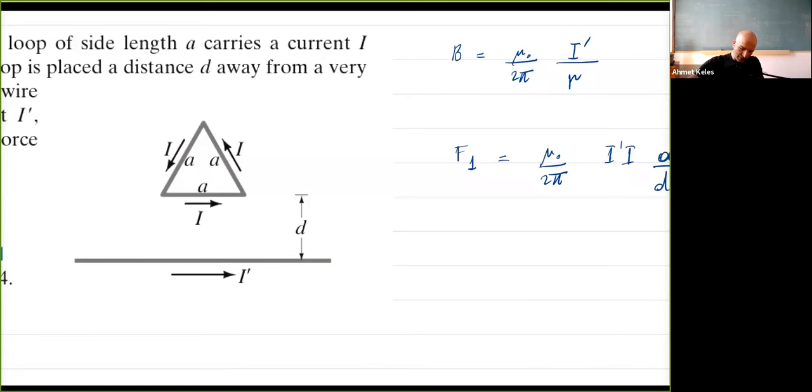And for that, I will do something like that. Let's set up a coordinate system. Let this be X, Y, and Z. And I want to choose this little segment where B is almost constant, and I want to look at its distance, which is Z.